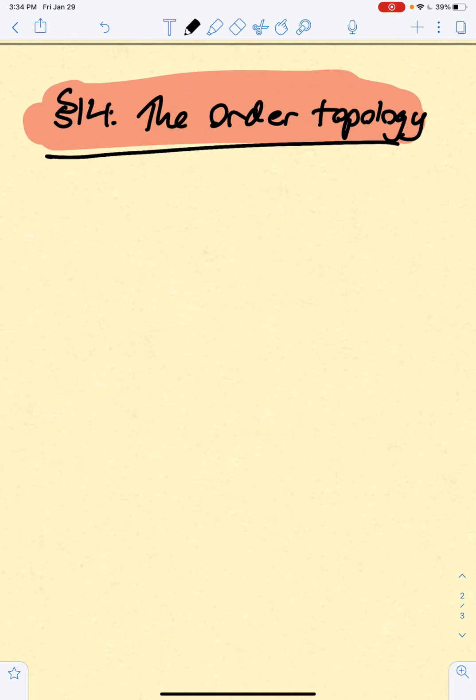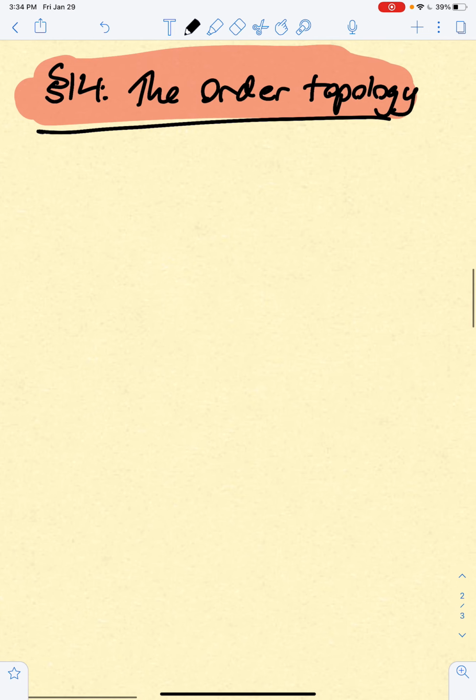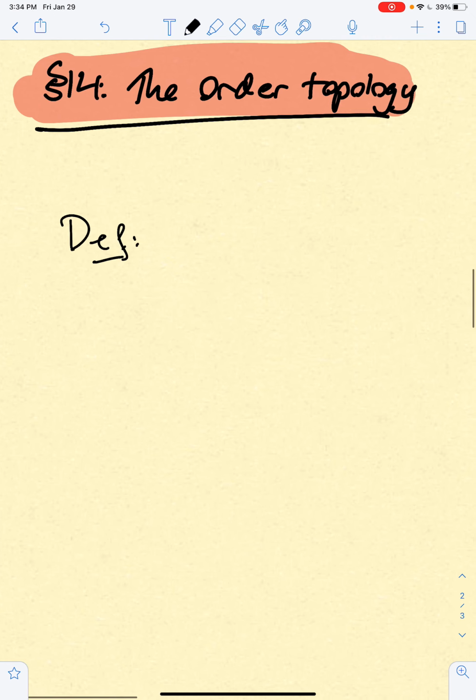Hi, everybody. So, in this section, I want to talk about the order topology. So, whatever that means. The first thing I want to talk about is that it's a topology that we can associate to any ordered set.